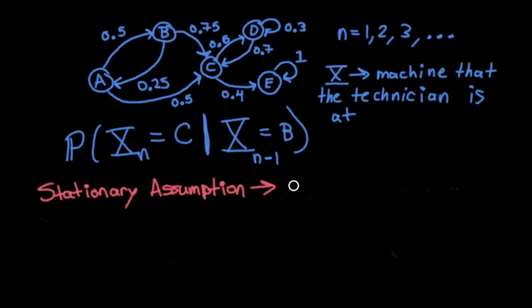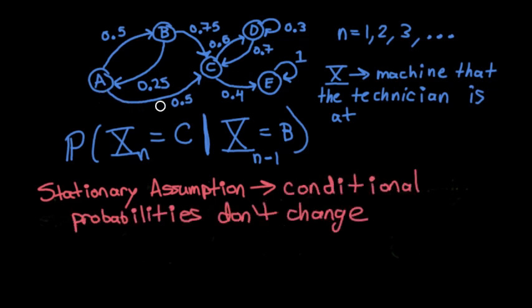The second assumption is the stationary assumption. And this is a little bit easier to understand. It's just that the conditional probabilities don't change on you. Once you transition from A to C, the transition probability from A to C doesn't change, from B to A doesn't change. All of these probabilities stay the same. It doesn't matter how many steps through the factory that this technician is taking.